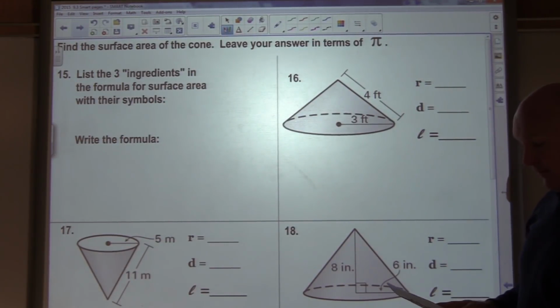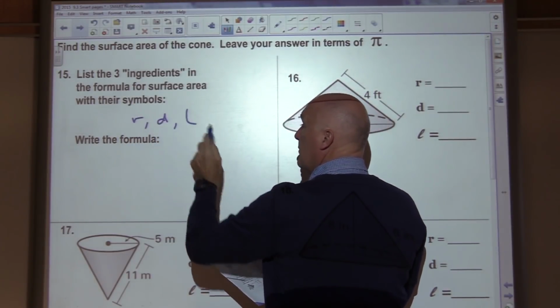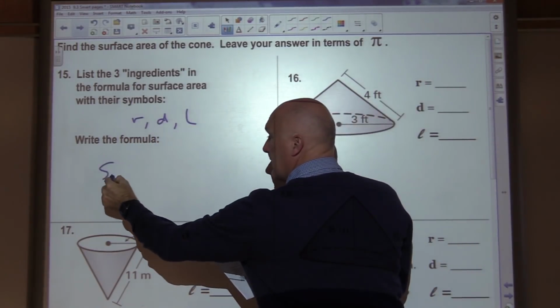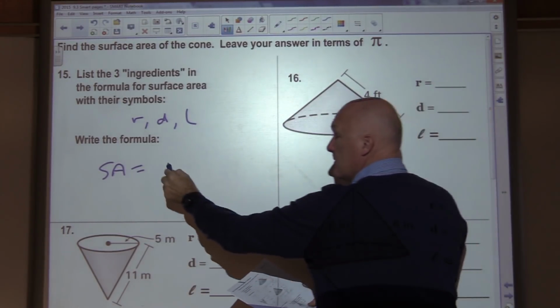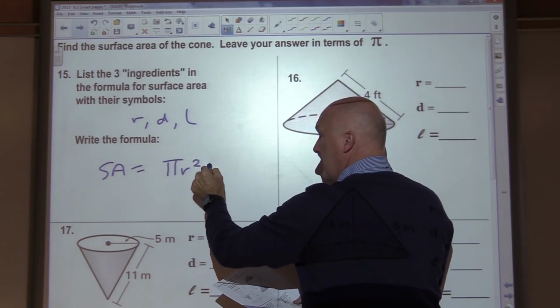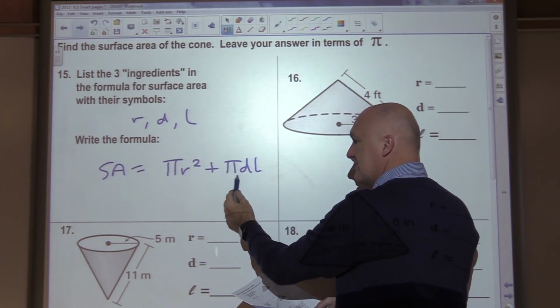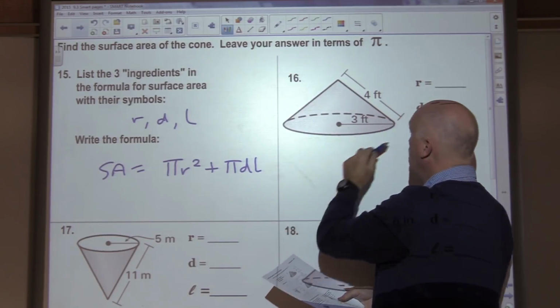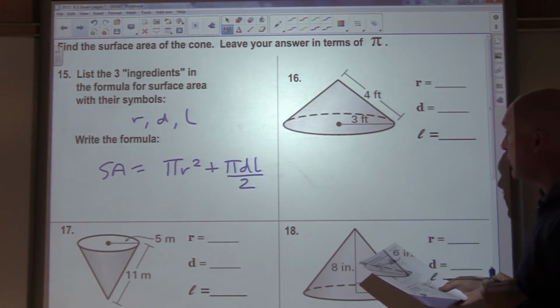Again, listing the 3 ingredients. This time we want our R, D and L, but it's still based on the same formula, which is the area of the base. Remember, we're talking cones, so it's a circle. We know pi r squared, and then we're going to add to that pi d l, that's the circumference, remember, multiplied by the slant height, and we divide it by 2.